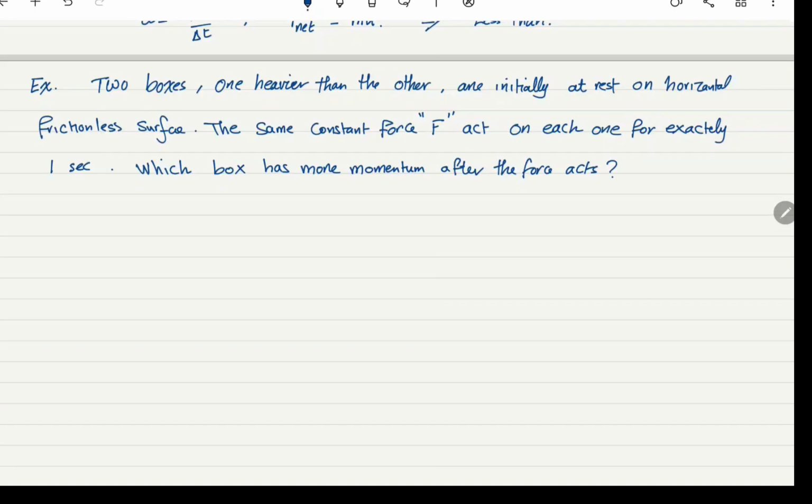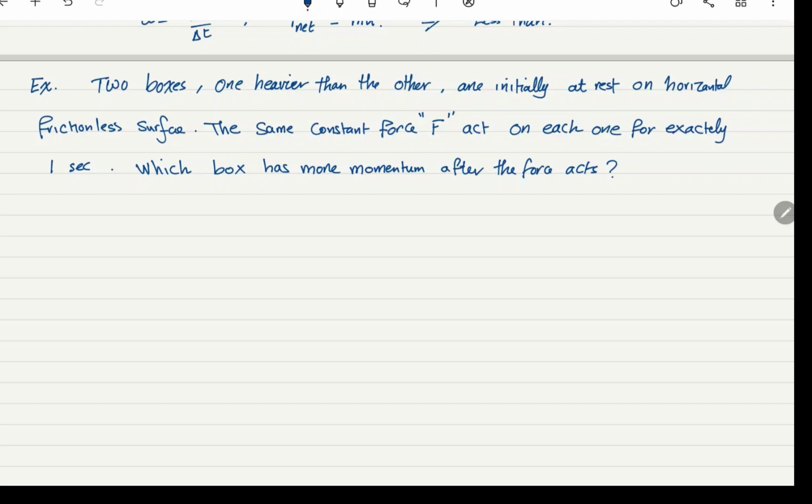Two boxes, one heavier than the other, are initially at rest on a horizontal frictionless surface. The same constant force F acts on each one for exactly 1 second. Which box has more momentum after the push?